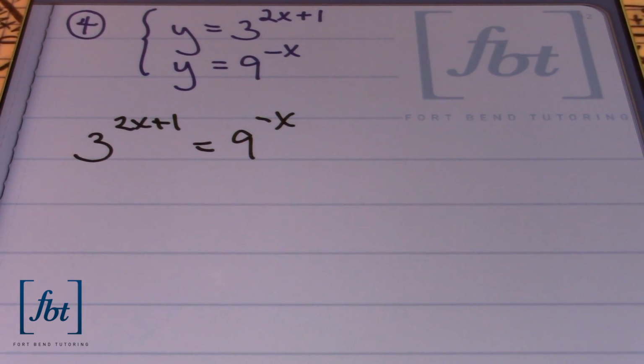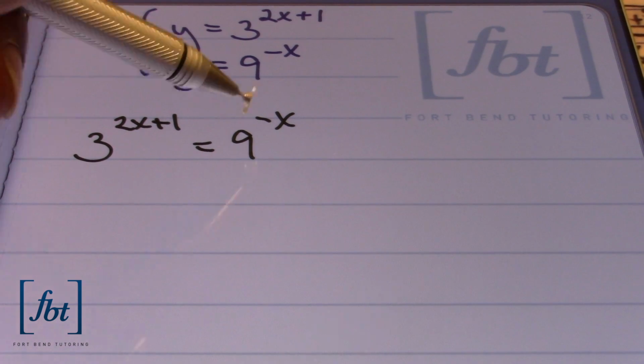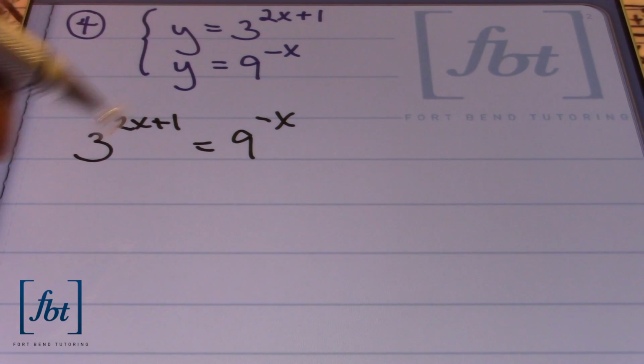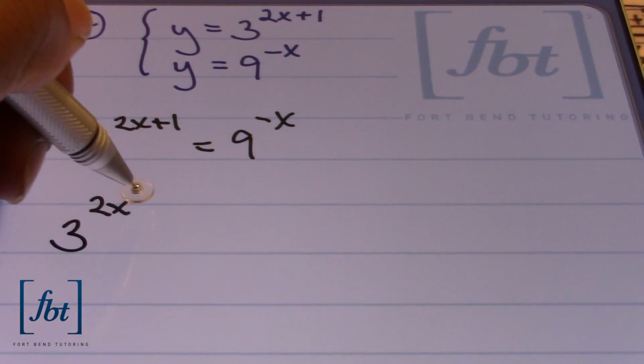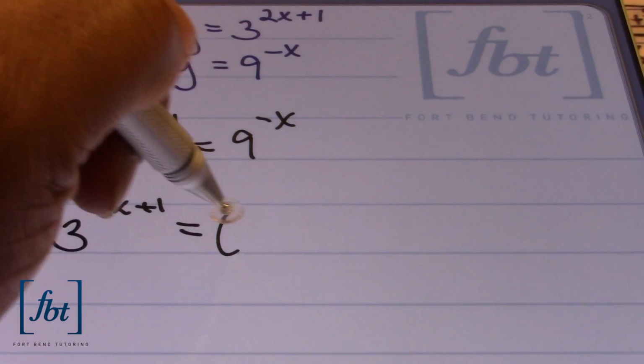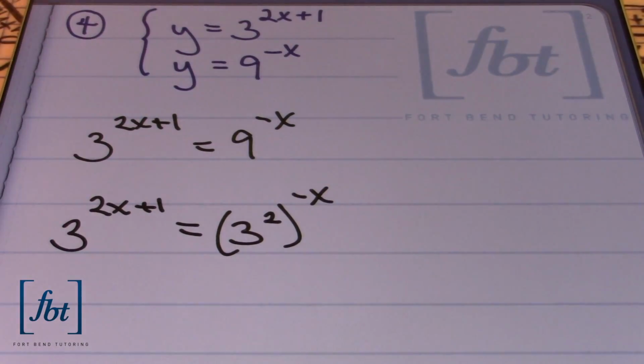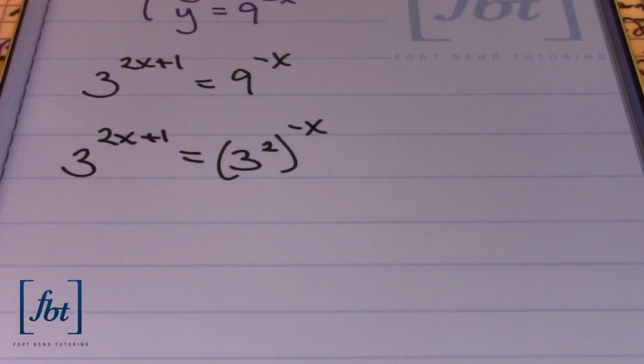On the right side of the equal sign, you can pretty much tell that we can get all of this in a base 3 situation. We know that 9 in base 3 would be 3 squared. So let's just rewrite it. We know that 9 is 3 squared, and it's now raised to the negative x power.